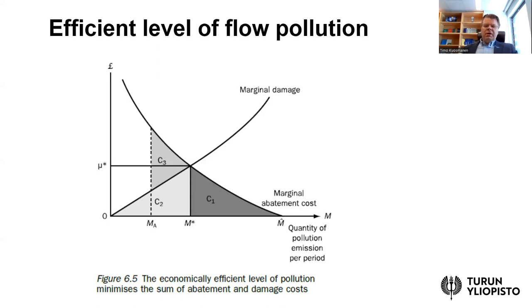Now suppose the government imposes some kind of regulation that forces or incentivizes the firm to decrease the emissions from the level M hat to this M asterisk, which was the societally optimal level of emissions. In this diagram, the dark shaded area indicated as C1 can be interpreted as the abatement cost for the firm. The firm needs to decrease the emissions, and therefore it is foregoing some of the benefits that it would originally get at this level M hat of the emissions.